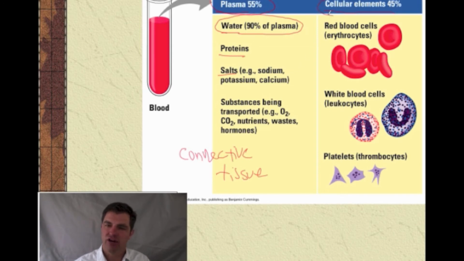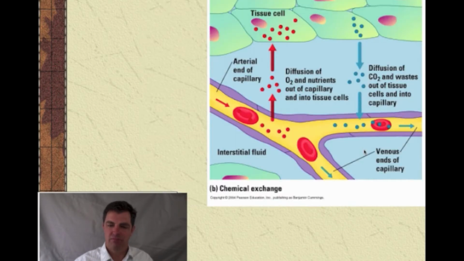Then there's the cellular elements. The cellular elements include things like the red blood cells, also called erythrocytes, the white blood cells called leukocytes, and platelets. Red blood cells are primarily used for transporting oxygen and CO2 through the body. White blood cells are primarily used for fighting infections, so we'll talk about that. And platelets are primarily used for blood clotting. So if you get a damage or a cut on your skin, platelets are what are involved with making that stop bleeding.